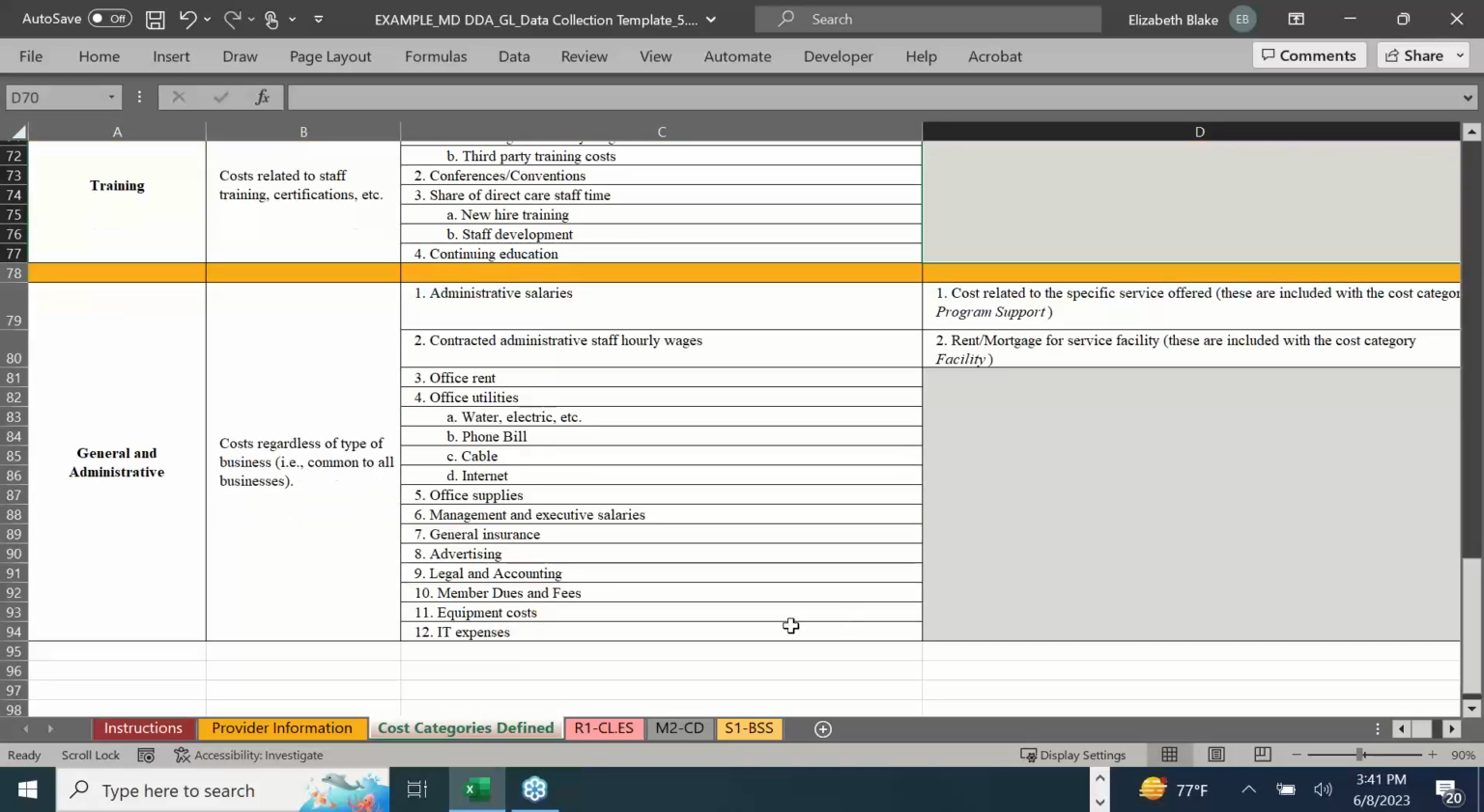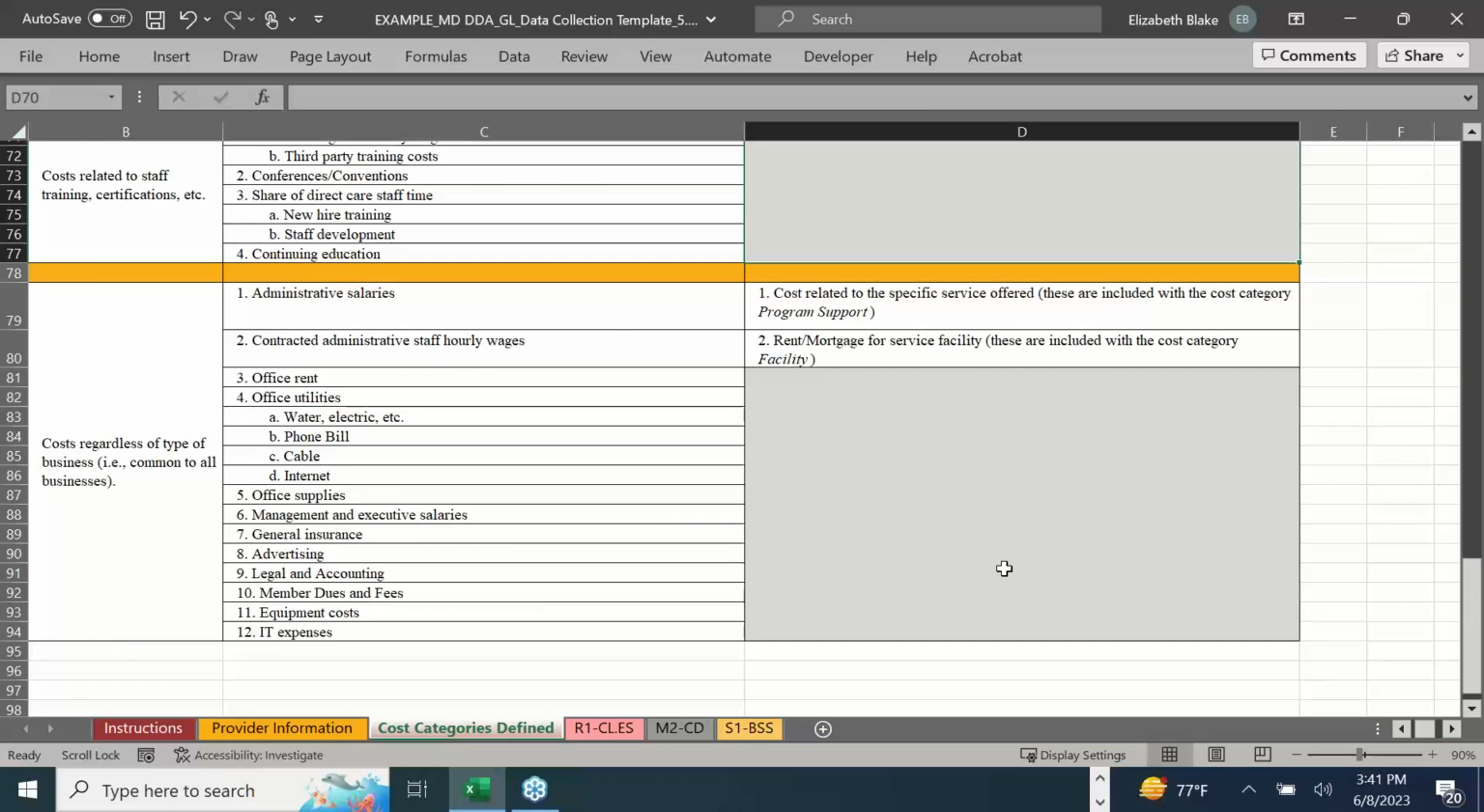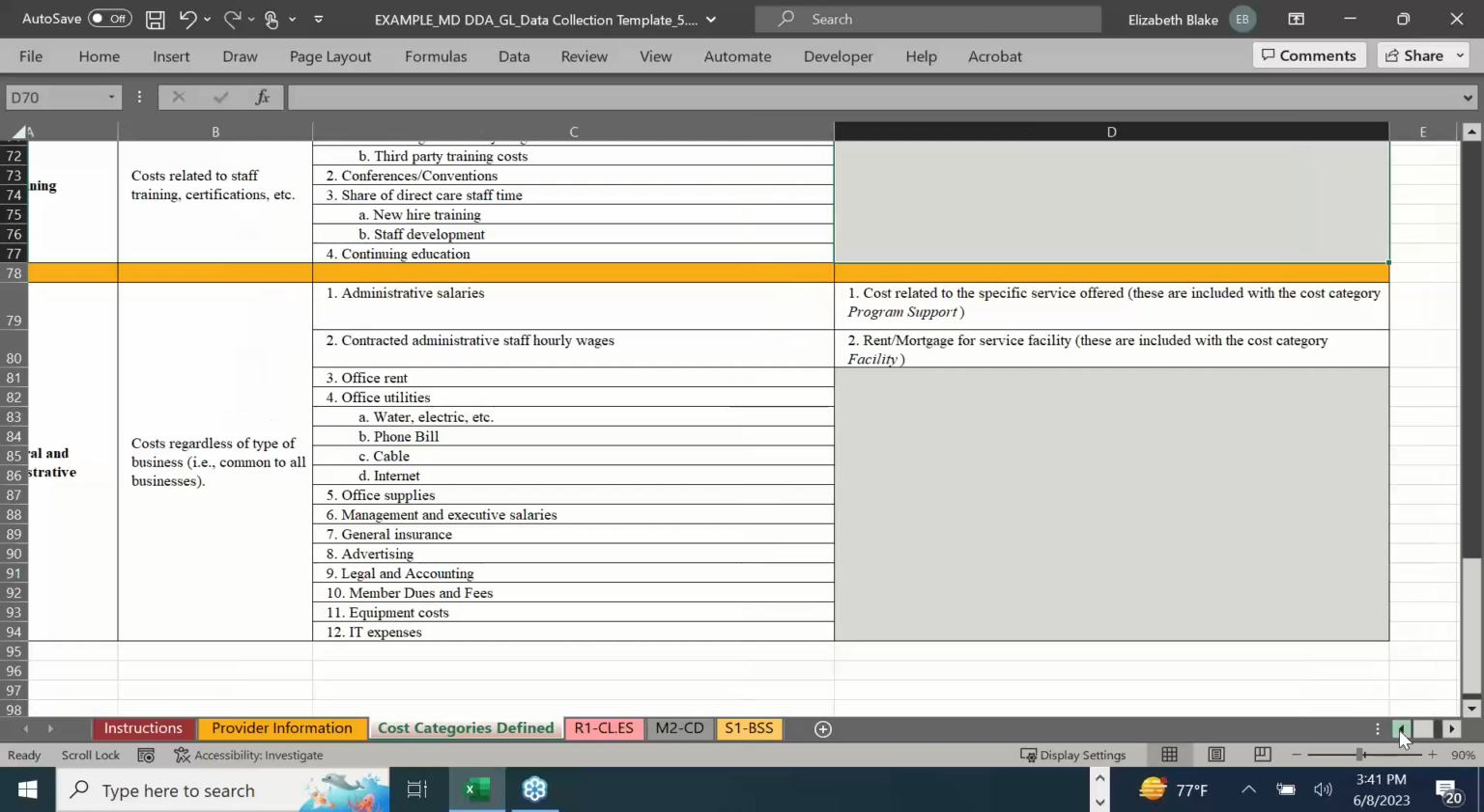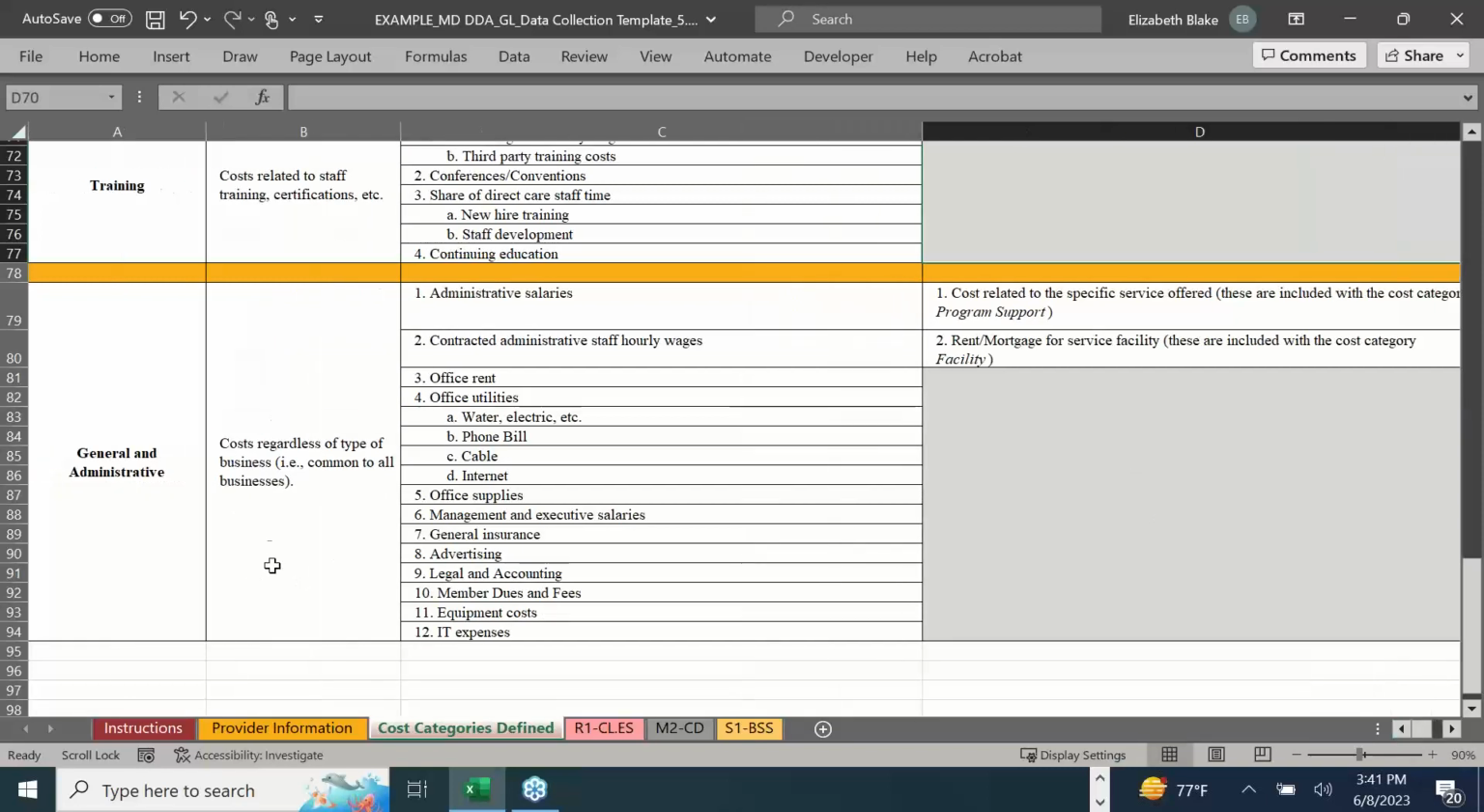So then general and administrative is the last one that we talk about, and these are just the expenses that are common to all businesses. So things that we want to make sure that we're excluding from this category are going to be costs related to specific services offered, as well as any costs that are associated with that service facility. So we don't want to include the rent, mortgage, or utilities that are relating to our service facility. We're only going to be including things for our office.